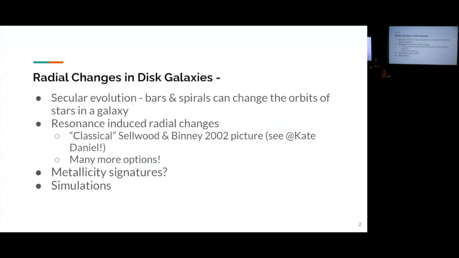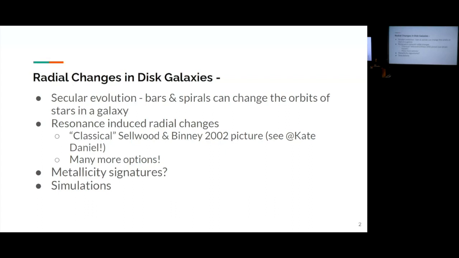So in this picture, it's, in my mind, a little bit idealized, where you have a spiral and you have a star that's on a nearly circular orbit. It's getting trapped in the co-rotation resonance and eventually getting booted to a new radius, different from its birth radius.